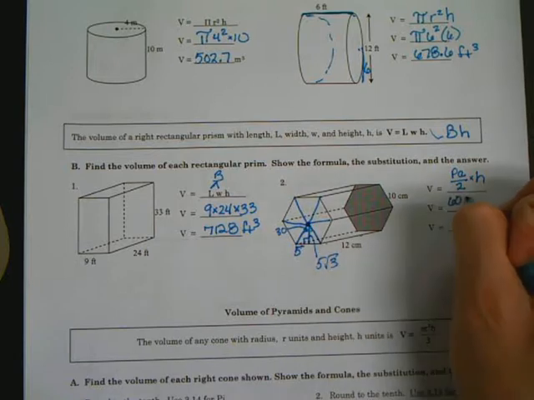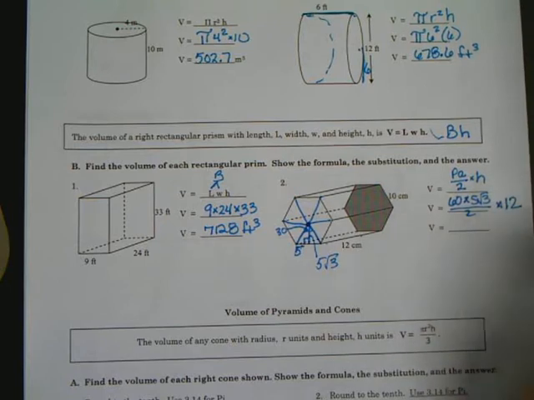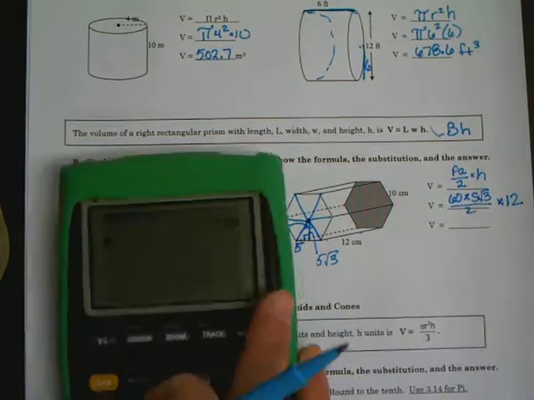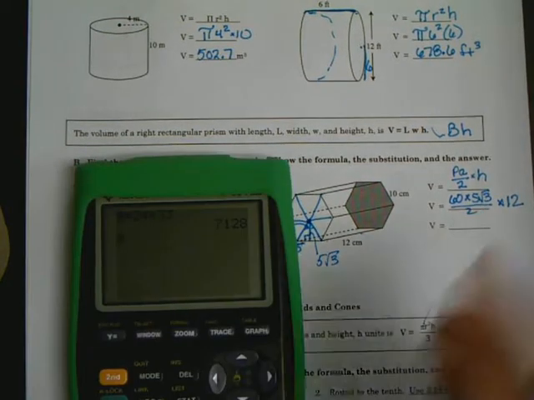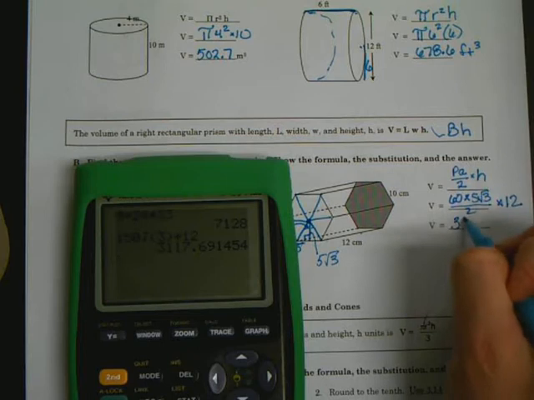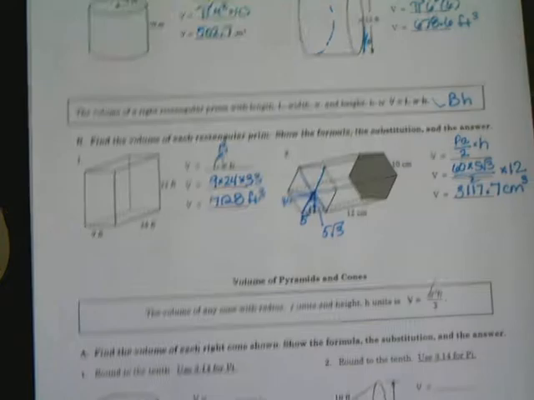So we have 60 times our apothem, 5 radical 3, all of that divided by 2, times our height of 12. So this is a little bit complex. I'm going to go ahead and divide this 60 by 2 and have 30. 30 times 5 is 150. So I'm going to have 150 square roots of 3. Close that parenthesis and multiply it by 12. And that would give us 3,117.7 centimeters cubed. Okay, that took a little bit of work for that one.